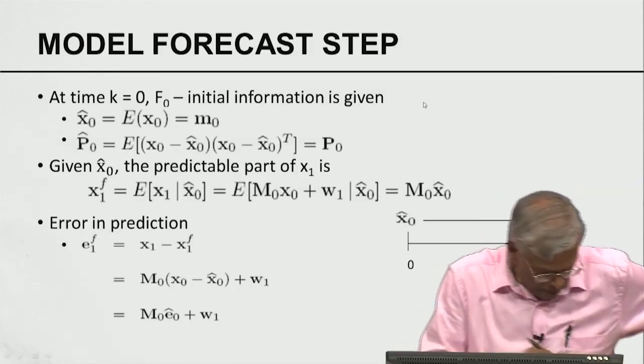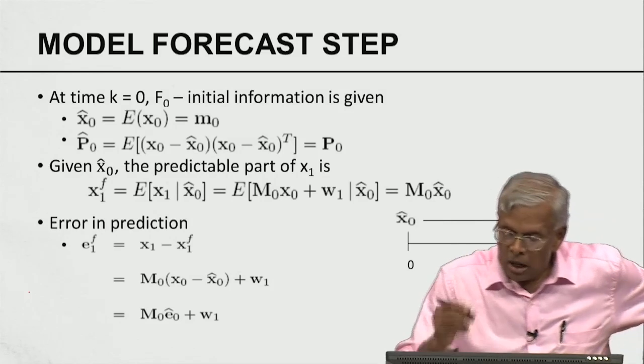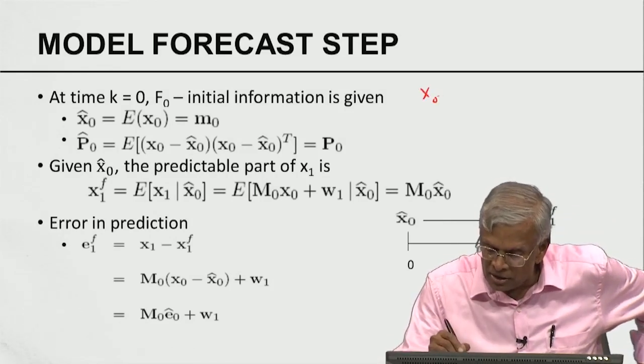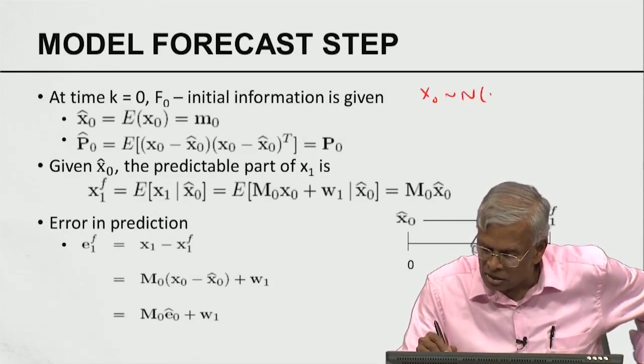Please recall, my initial conditions are random. I have assumed the initial conditions come from a normal distribution with the mean m naught and the covariance P naught.